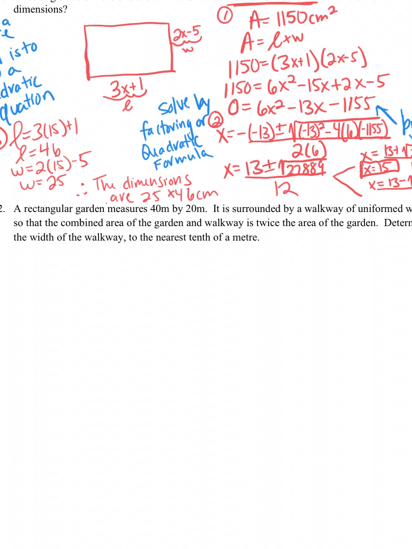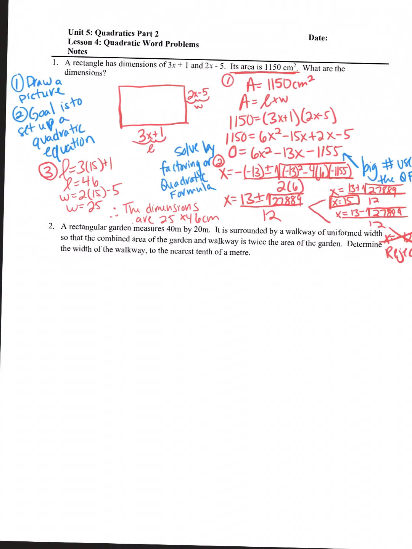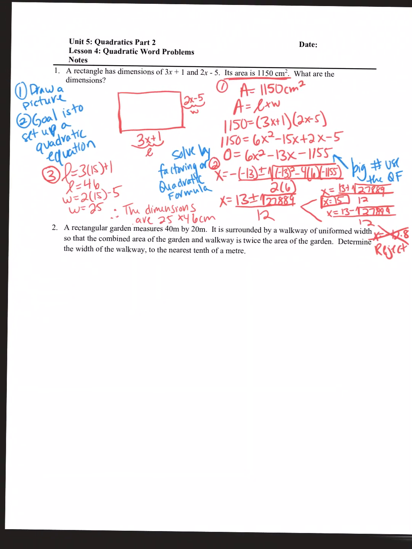Okay? Let's take a look at the next example. So it says a rectangular garden measures 40 meters by 20 meters. It is surrounded by a walkway of uniform width. So we're going to just highlight uniform width. We'll come back to that term in a minute. So that the combined area of the garden and the walkway is twice the area of just the garden. So let's remember that as well.